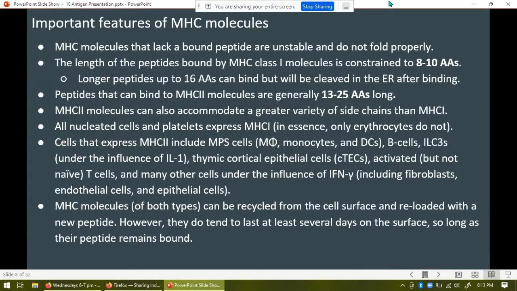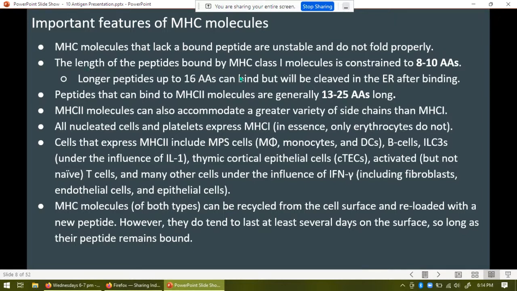So before we get into how these MHC proteins are made, we should probably know some of the more important features of them and some facts about them. We know basic stuff, but we got to know a little bit more. So first of all, MHC molecules that lack a bound peptide are very unstable and they do not fold properly. They do not make it to the cell surface, and if you put them on the cell surface, they're going to collapse inevitably and they will be taken up by the cell and degraded. Okay, so they need to bind to a peptide to show up on the cell surface and to remain there.